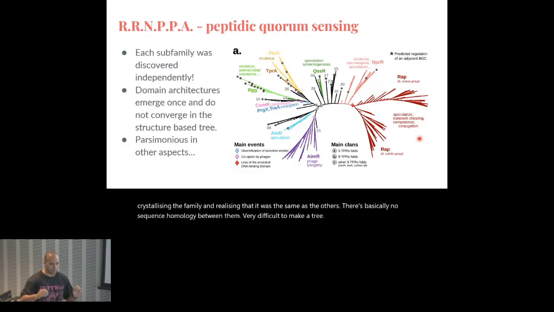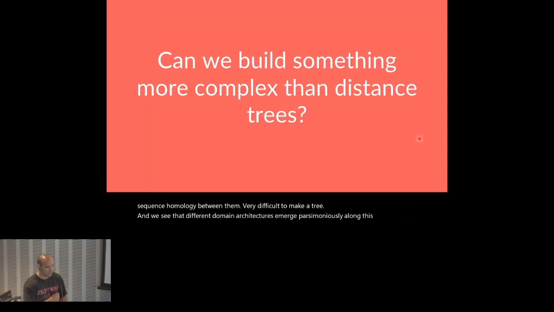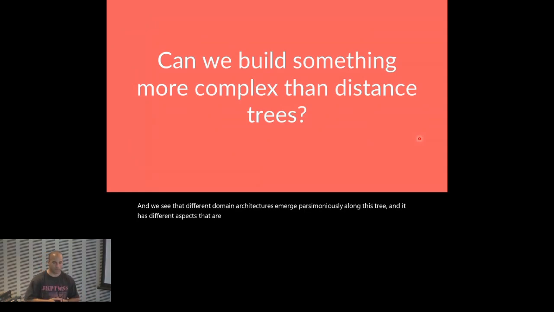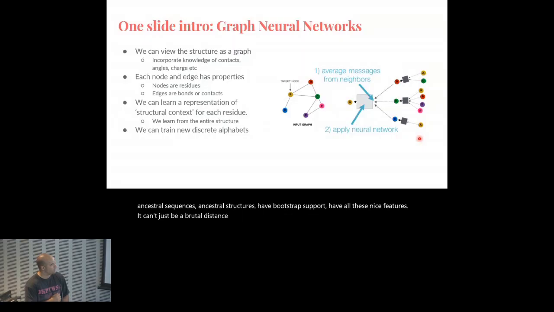And we see that different domain architectures emerge parsimoniously along this tree, and it has different aspects that are also kind of parsimonious and nice that are discussed in the paper. But yeah, that's not what I'm here to talk about. In this case, I want to talk about where do we go from here? Because we just have distance trees. And people were asking, well, we want to work with maximum likelihood. We want to be able to infer ancestral sequences, ancestral structures, have bootstrap support, have all these nice features. Yeah, it can't just be a brutal distance metric. We need to go a little further.